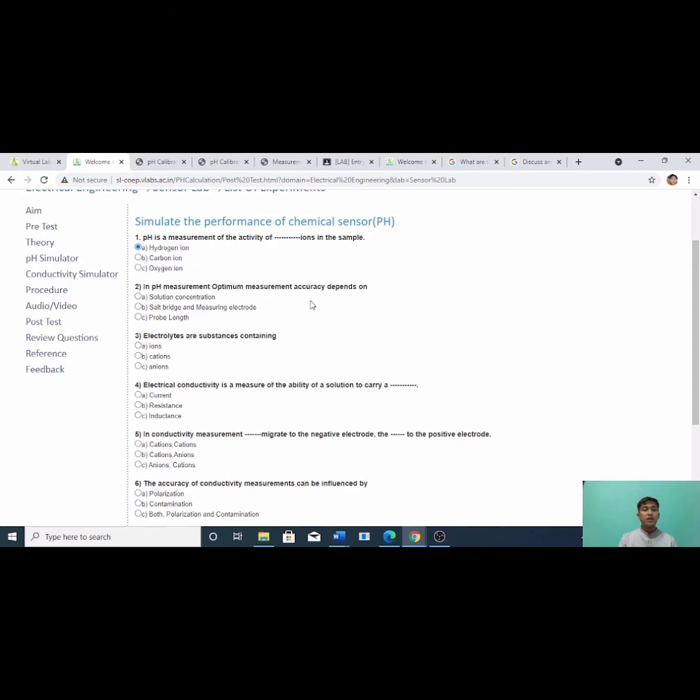Hydrogen ion. Number 2: In pH measurement, optimum measurement accuracy depends on A. Solution concentration, B. Salt bridge and measuring electrode, C. Probe length. The answer is salt bridge and measuring electrode. Number 3: Electrolytes are substances containing A. Ions, B. Cations, C. Anions. The answer is letter A. Number 4: Electrical conductivity is a measure of the ability of a solution to carry what? A. Current, B. Resistance, C. Inductance. The answer is letter A, current.